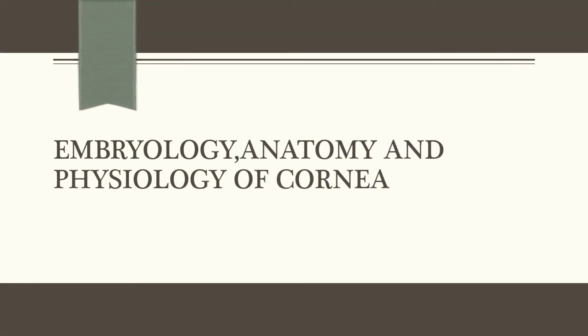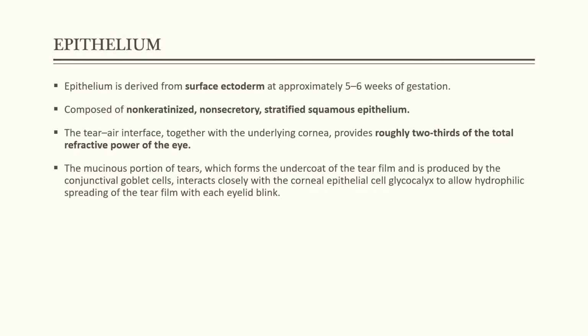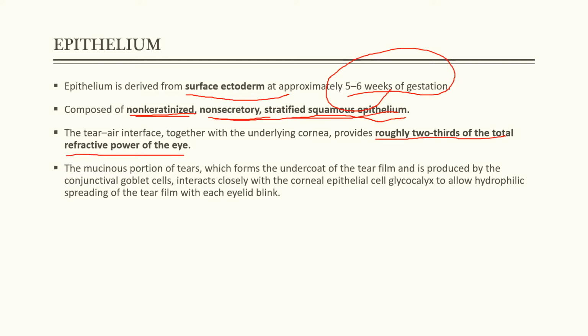Now talking about the embryology, the anatomy and the physiology of the cornea. The cornea is derived from surface ectoderm at about 5 to 6 weeks of gestation. It is non-keratinized, non-secretory, stratified squamous epithelium. The tear-air interface, together with the underlying cornea, provides roughly two-thirds of the total refractive power of the eye. As we have read previously, the value is about 43 to 43.5 diopter.